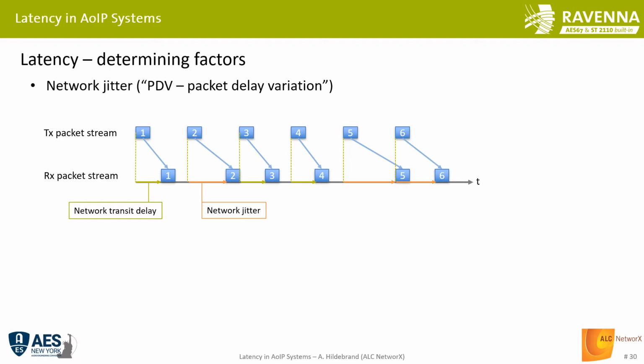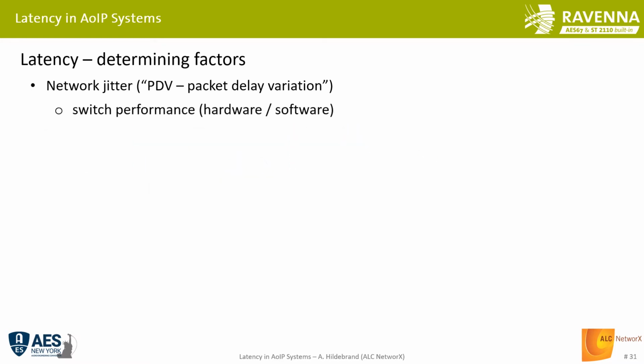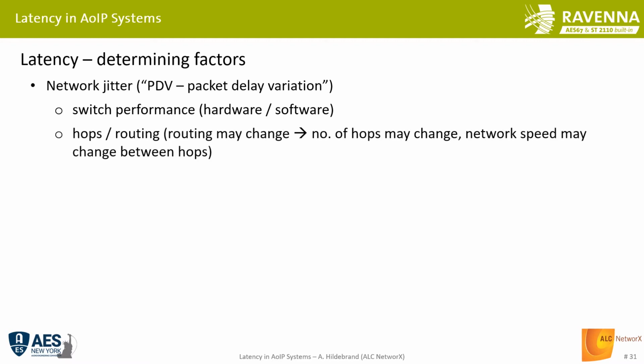Switch performance, I mentioned that already. Hardware and software are also contributing to the packet delay variation. The hops, the routing in between, can also influence the packet delay variation, even if we have a change of speed from a gigabit to a fast Ethernet network, or maybe the other way around. That also may contribute to variation in the packet delays. It's a non-static thing here. And then the bandwidth utilization.